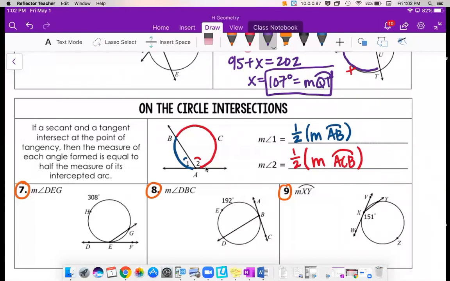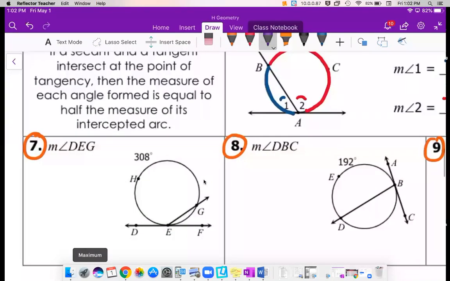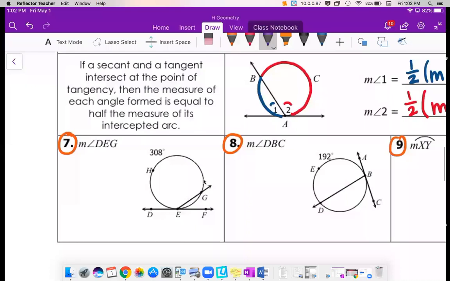And same with measure 2, this whole angle right here is equal to half of this entire big arc ACB. All right, so let's do a couple examples. So in this one, they want us to find DEG. So we're looking for this whole angle right here.